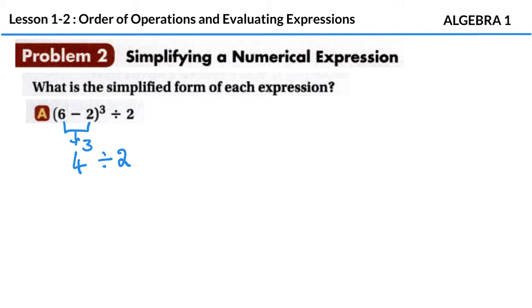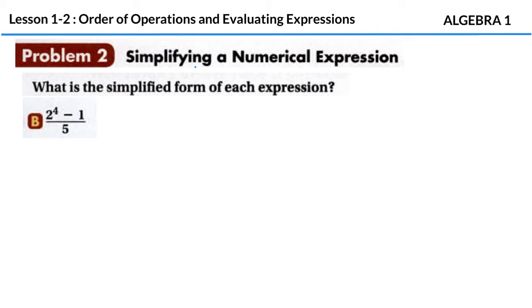Now, what is the next operation that we will perform according to the order of operations? Do we do division first or do we deal with the powers? We will deal with the powers. So 4 to the power 3 is how much? It is 64. So 64 divided by 2 is equal to 32. So according to the order of operations, this will be the answer, and this is how we apply the order of operations. Let's try another one.